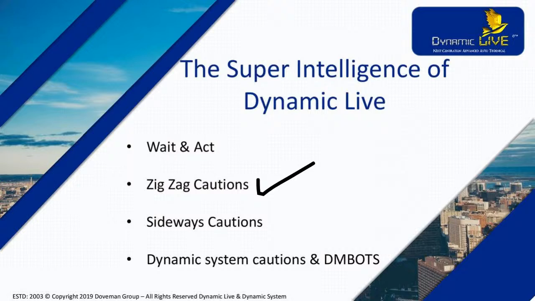When the price moves up and down, the temporary price reversals are identified by these zigzag cautions. So when you see zigzag symbols on top or at the bottom, you will be able to exit your trades with maximum profits very early.